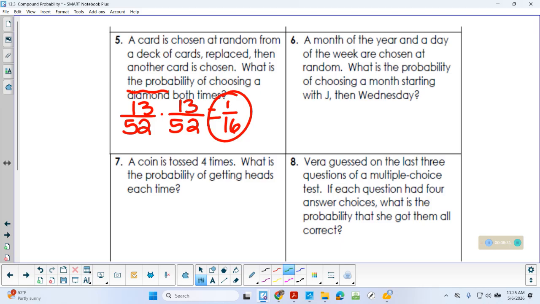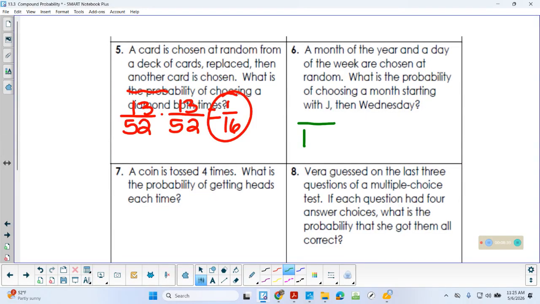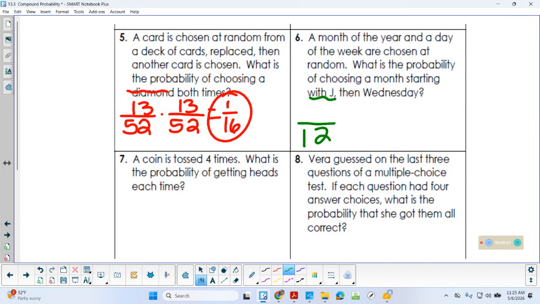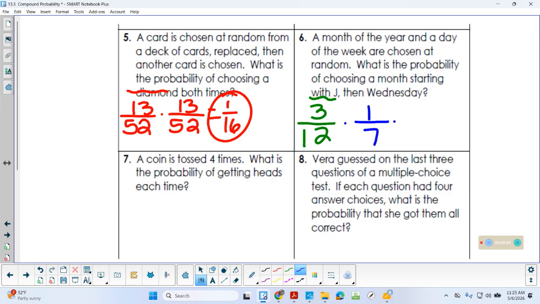Okay, the month of the year and day of the week is chosen. Let's start with the month of the year. How many total months are in the year? 12. Now, choosing a month starting with J. How many months start with J? Okay, what are the months? January, June, July. Okay, then we're going to talk about this day of the week thing. Now, easy question. How many days of the week are there? 7. And how many of them are Wednesday? 1. All right, so we get 3 on the top, 84 on the bottom. Doesn't simplify. I'm just going to circle it.